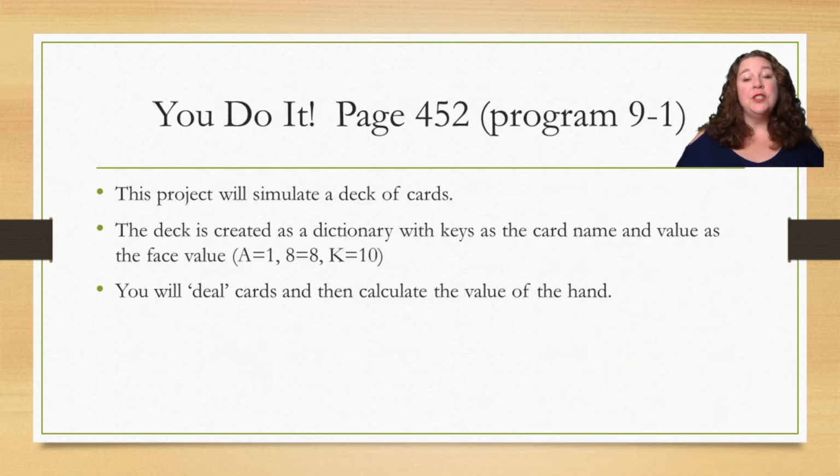At this point, I want you to stop the video for a second and go do the You Do It on page 452. This one is going to simulate a deck of cards. So I've been mentioning cards a lot. It's going to create a dictionary of cards, which also gives you the hand value or the face value of the card. An ace is a 1, and then any of the face cards are a 10. Depending on which game you're playing will depend on that. But if you were doing blackjack or something like that, you've got an ace as a 1 and a jack, queen, king as 10s.